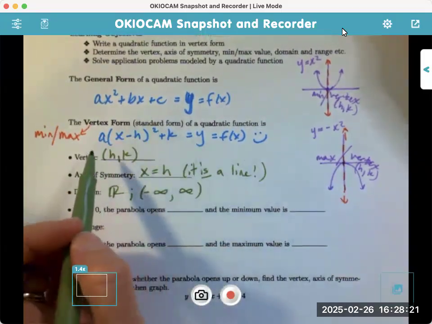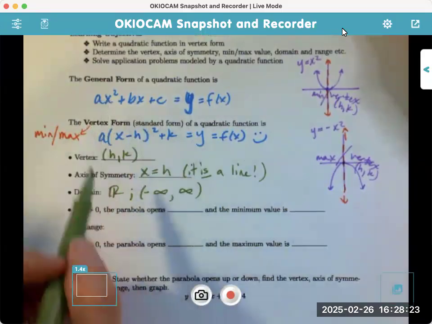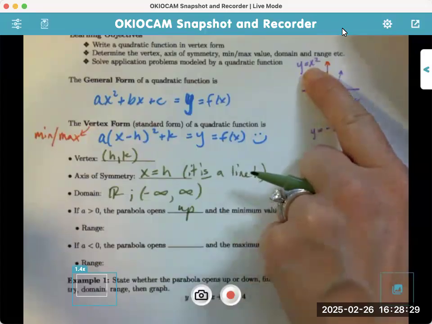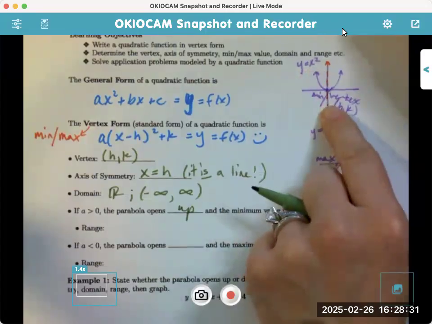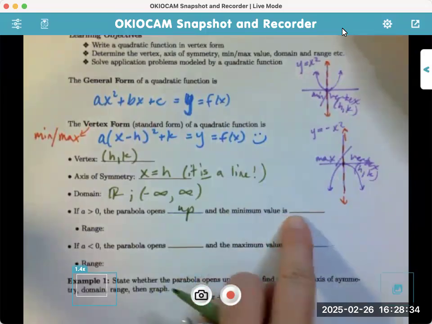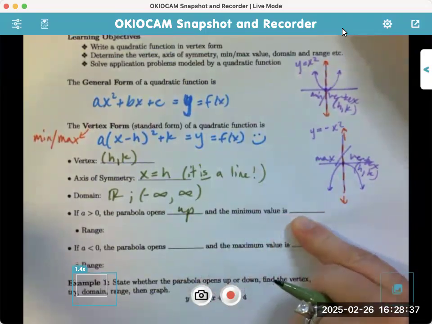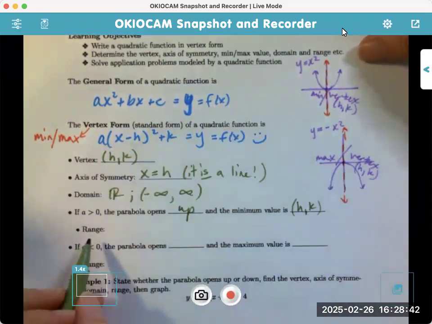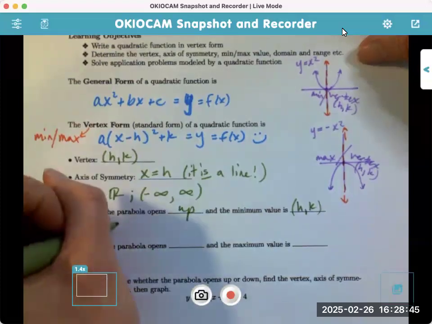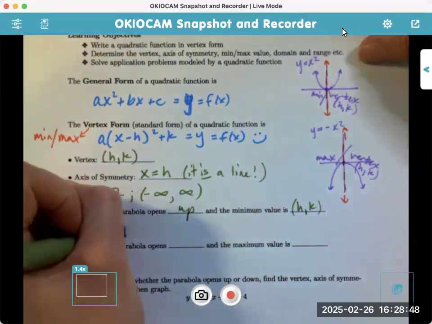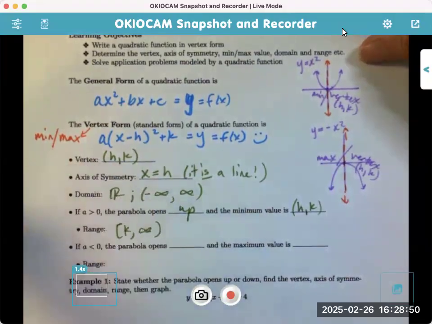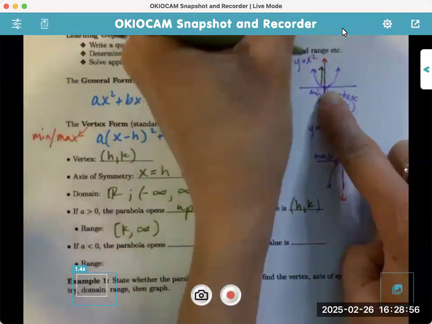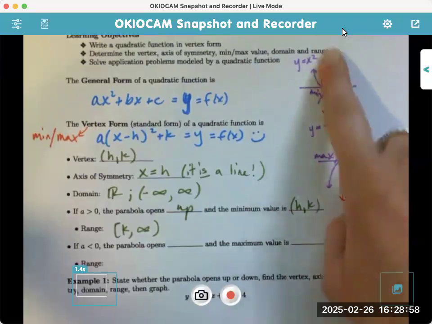If a is positive, then the parabola opens up. Notice y equals x squared, a positive number, we open up. The minimum value is the vertex, h comma k. The range would be k to infinity, because I open up, so the range would be from here up.